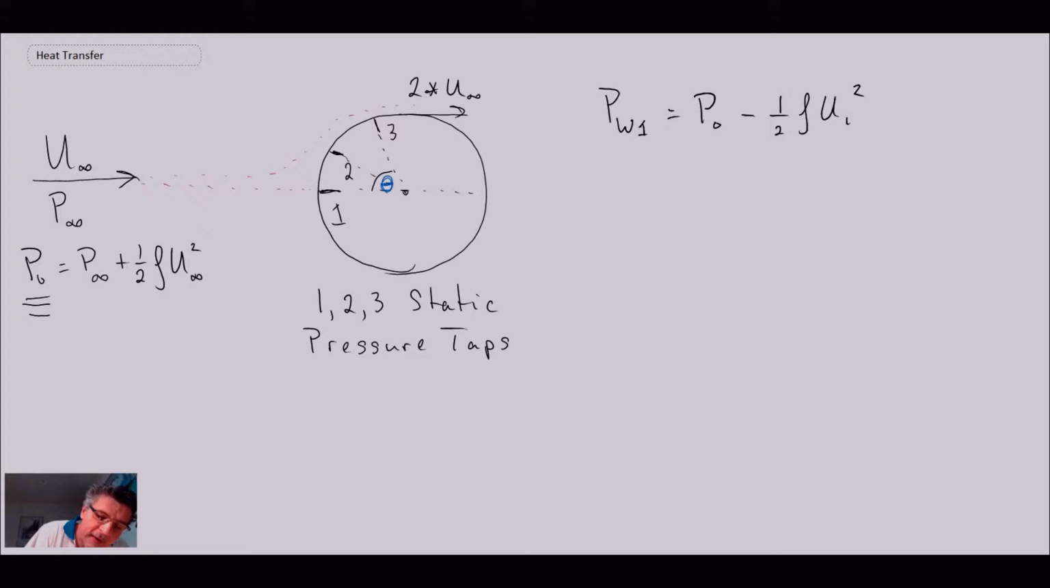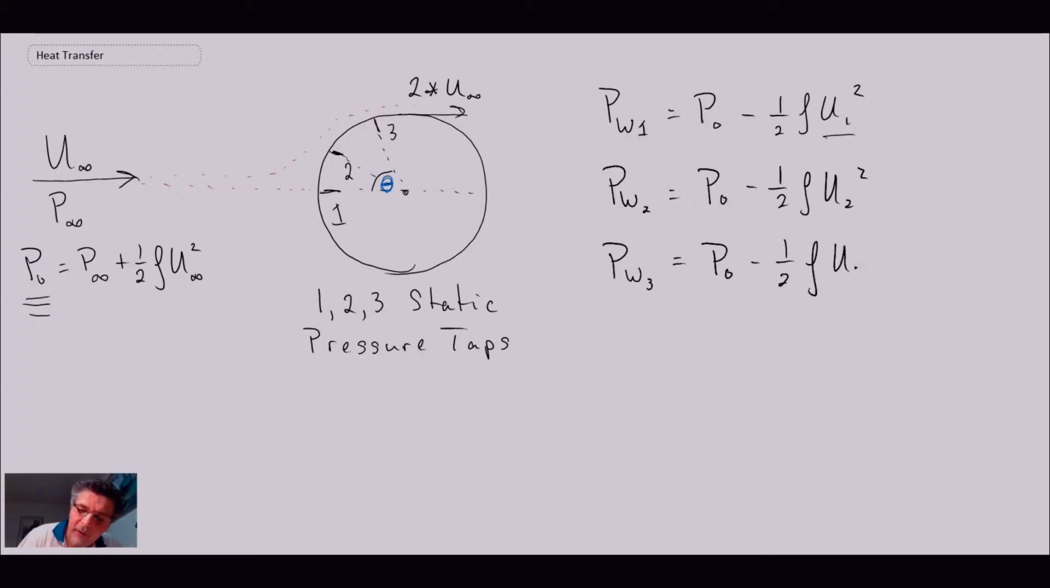Now I've drawn this right at the front, and that would be a, oops, where did my cylinder go? There we go. That would be what we call a stagnation point, and so really the velocity there would be 0. But anyways, let's just say it's u1 for now. P wall at location 2, again, would be P naught minus 1/2 rho u2 squared, and then P wall at location 3, again the total pressure, minus 1/2 rho u3 squared.